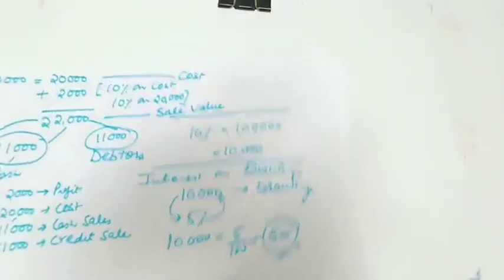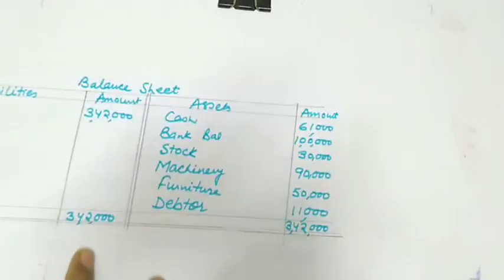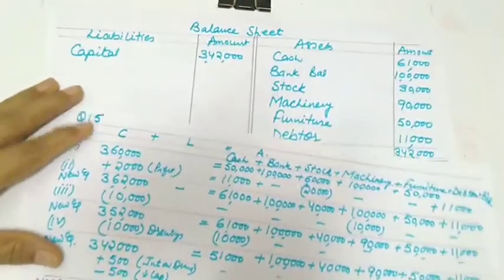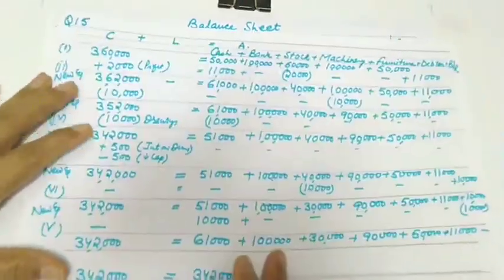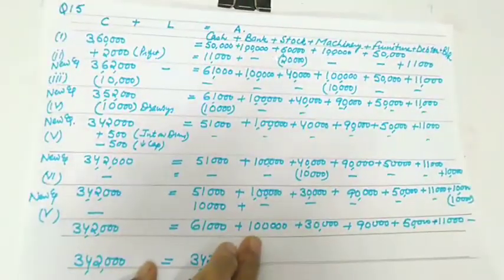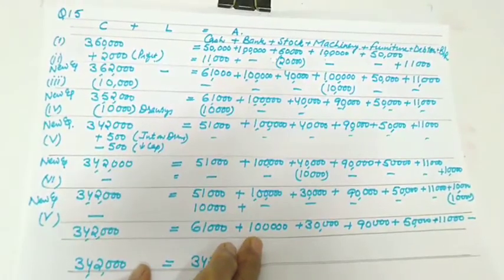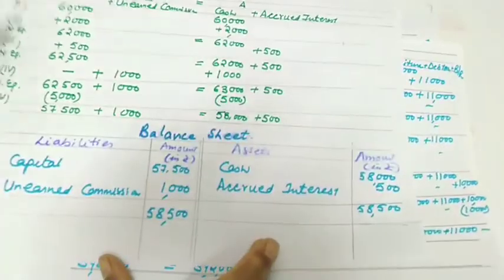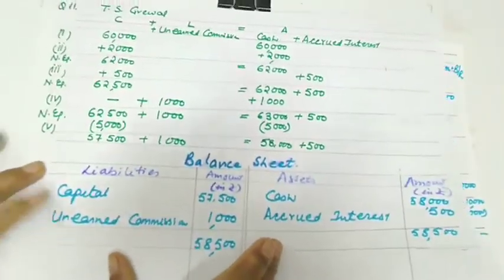Accounting equation of this question number 15 of T.S. Grewal, as well as the balance sheet and how to record the items in the balance sheet, and the previous numerical where we prepared the balance sheet. Now I think you will be able to prepare the balance sheet.